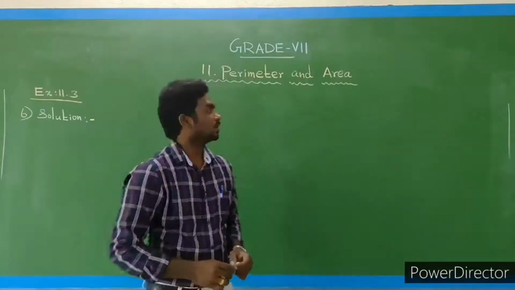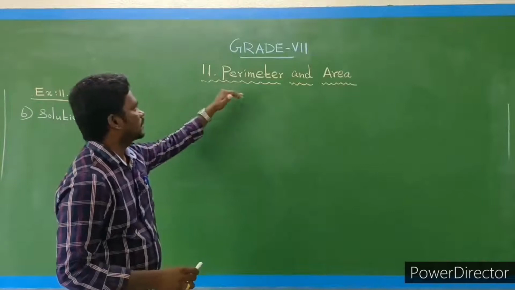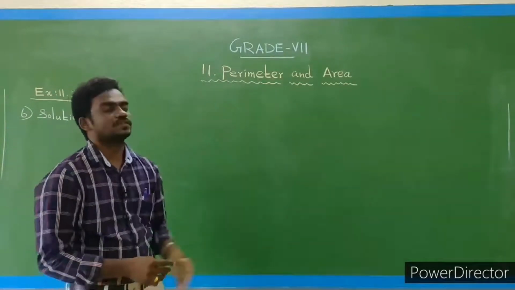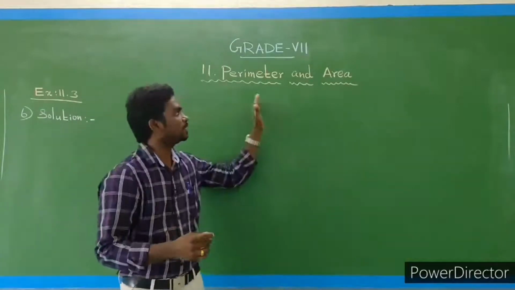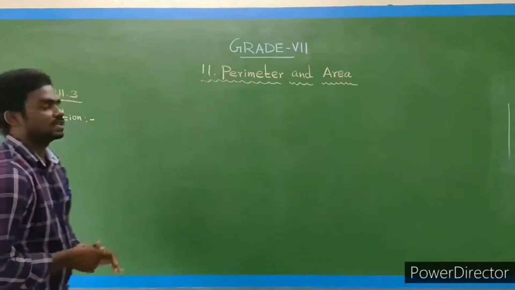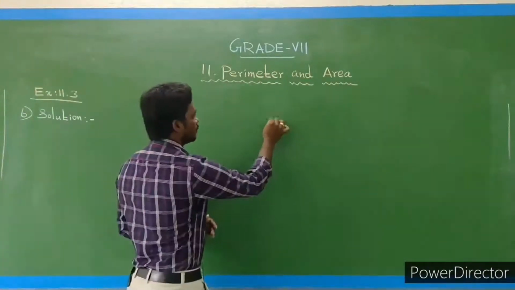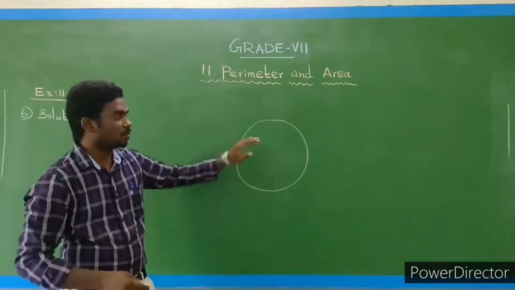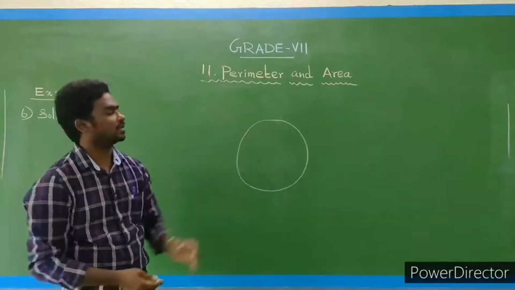Good morning students. Now let's continue chapter 11, perimeter and area. In our last video class we discussed how to find the perimeter and area of two-dimensional shapes. In our exercise 11.3 we have to discuss how to find the circumference and the area of a circle.